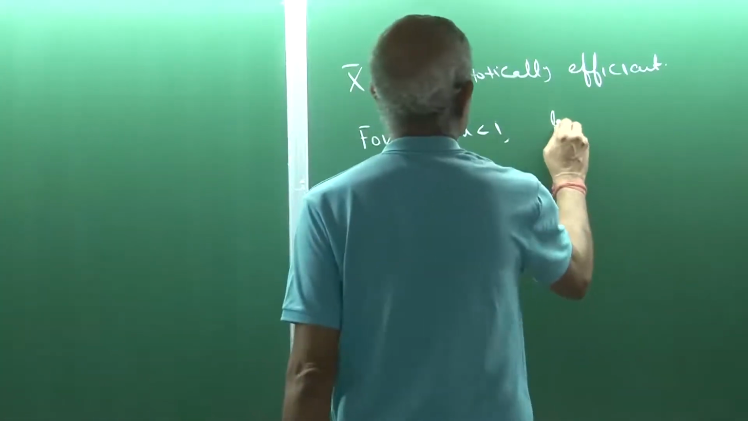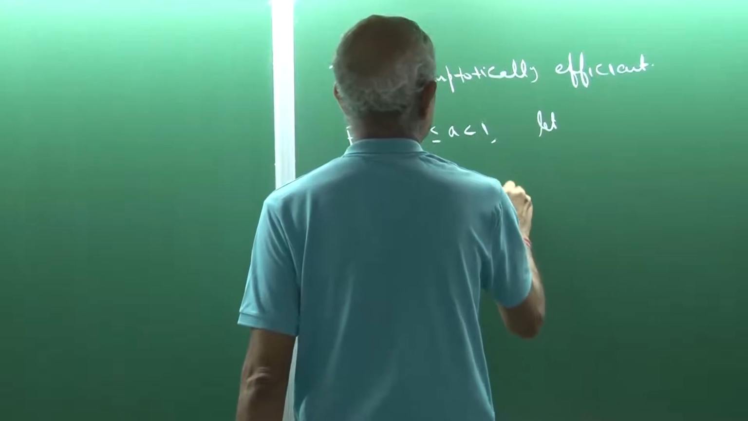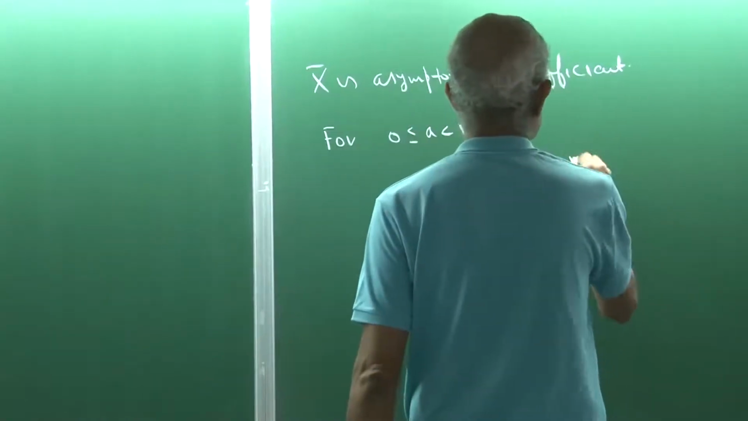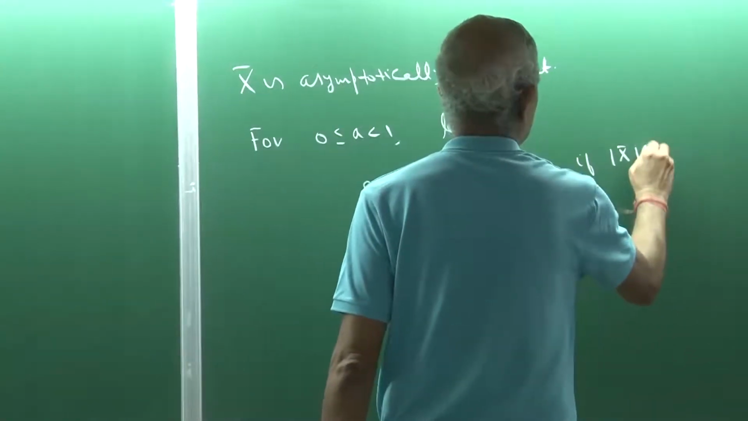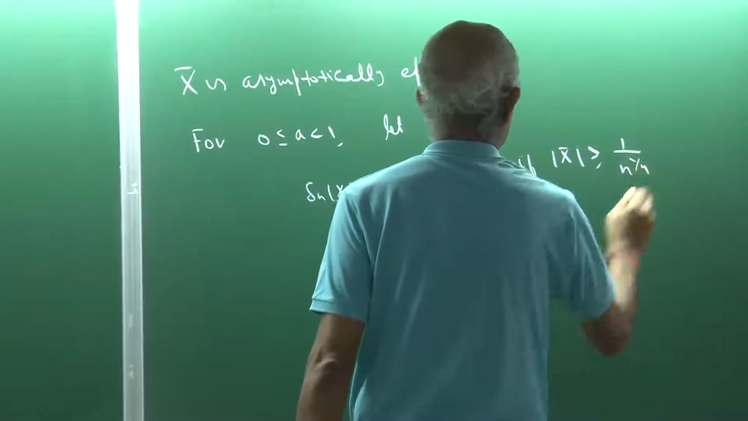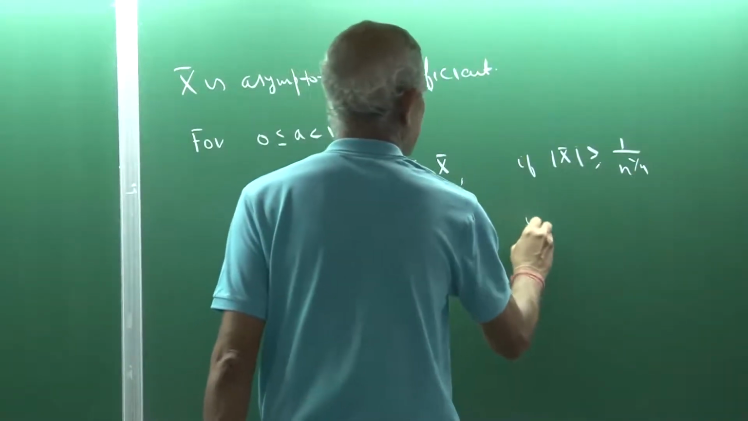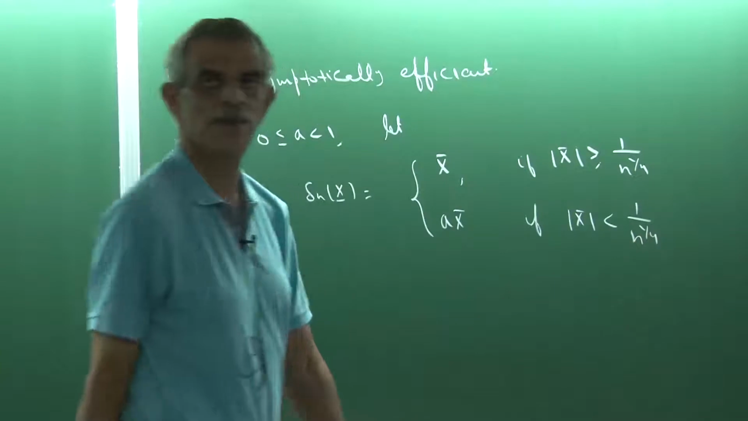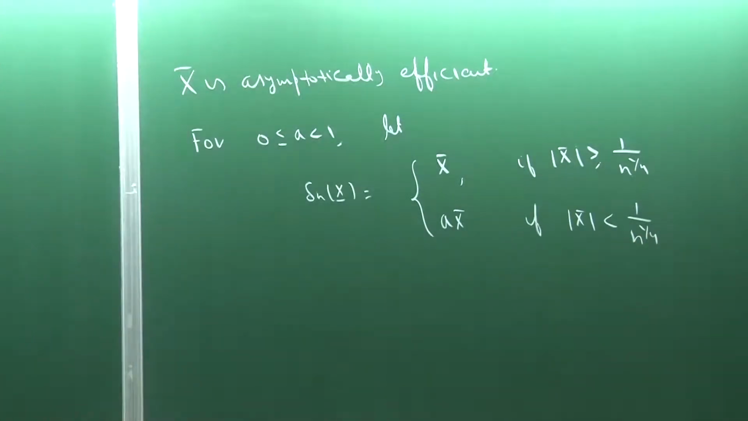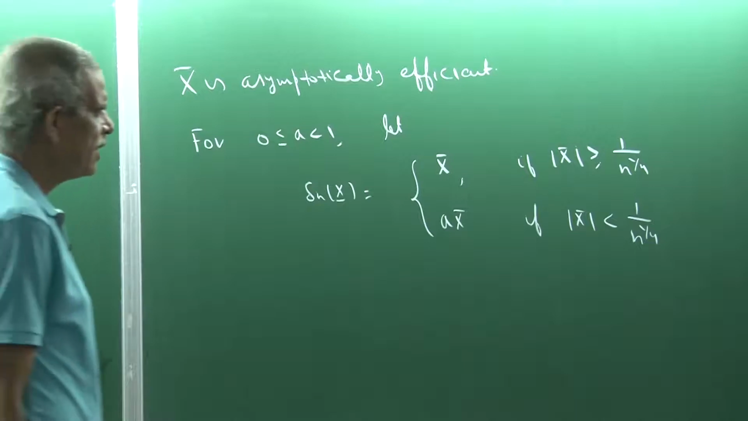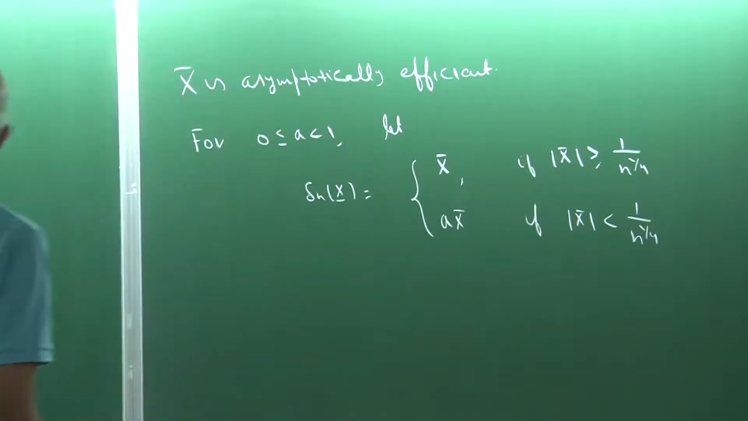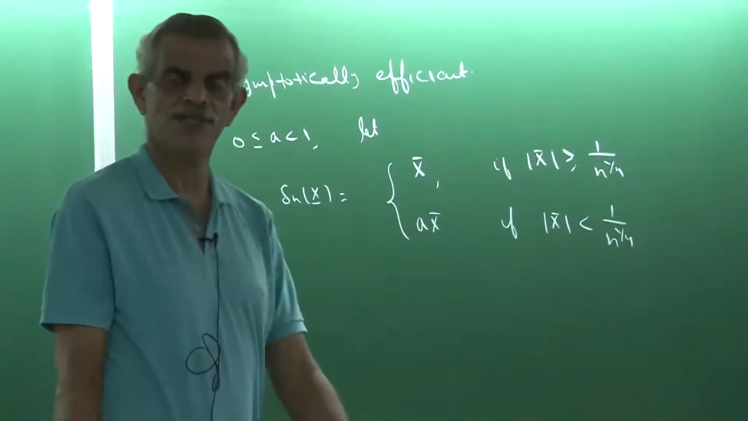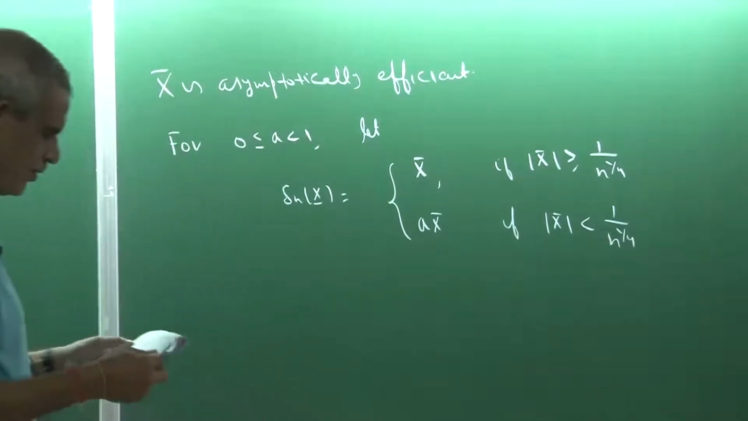let delta n of x be the same as x bar if mod of x bar is greater than or equal to 1 by n to the power 1 by 4, and a times x bar if mod of x bar is less than 1 upon n to the power 1 by 4. So what I would show is that delta n of x also, with this normalization, root n times delta n of x minus theta, goes to a normal distribution. So let's try to see that.